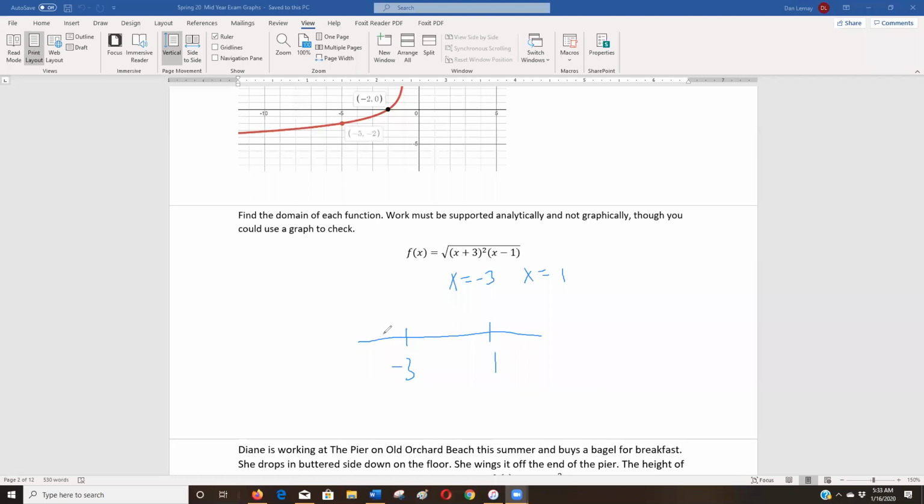We're going to pick a number that's less than -3, like, I don't know, -10. Well, if I drop in -10, isn't that going to be -7 squared times -11? Well, a negative number squared is positive, times a negative number will be negative. So what's underneath the radical is going to be negative. Then I'm going to pick a number between -3 and 1. 0 certainly works. So if we drop in 0, doesn't that give me +3 squared times -1? Well, that's also negative. And then if I pick a positive number, everything's positive. So the actual domain of this is going to be from 1 to infinity.